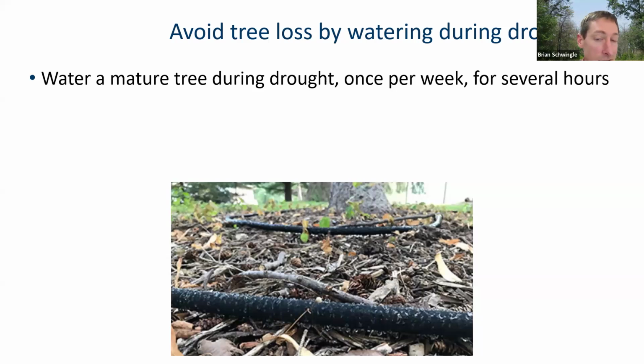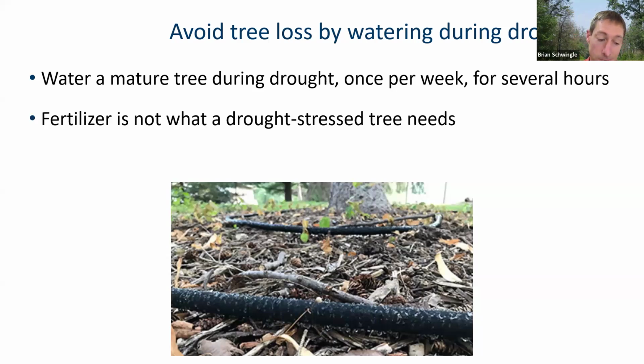But you don't water a tree like you water grass. You water a tree infrequently, and you need to soak the soil well underneath that grass rooting zone. If you're able to do that, you will be able to avoid a lot of complications that arise from drought. Another thing, what a drought-stressed tree does not need is fertilizer.